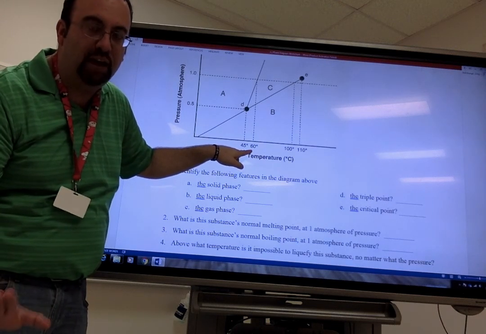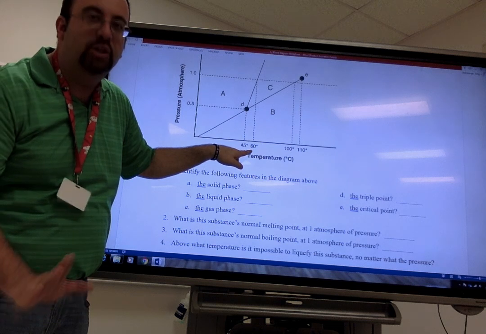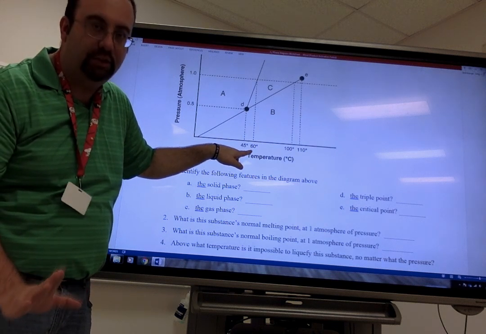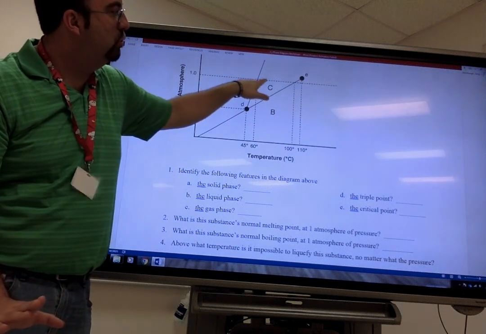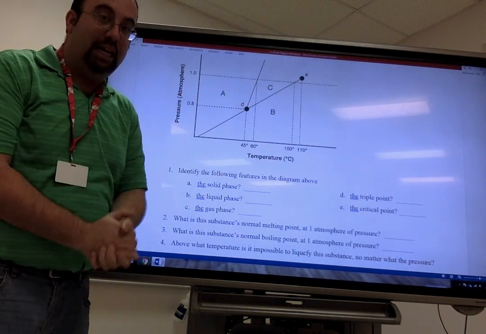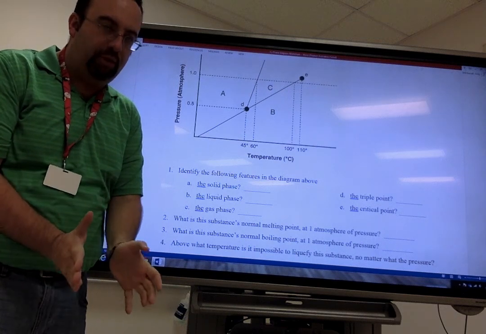So make sure that you put not only the number, but also the unit. So this is 60 degrees Celsius. And so this is the point where we go from the solid phase to the liquid phase. And so let's now turn our attention to problem number 3.